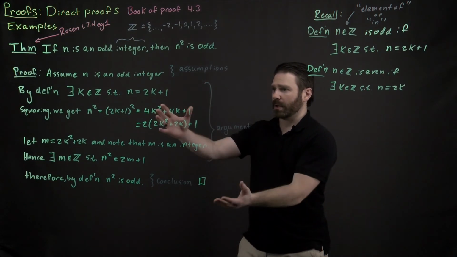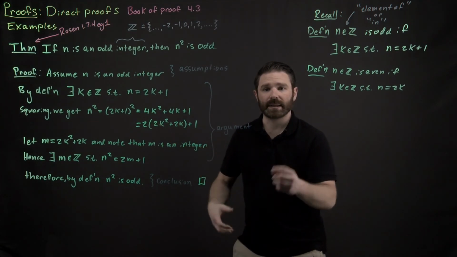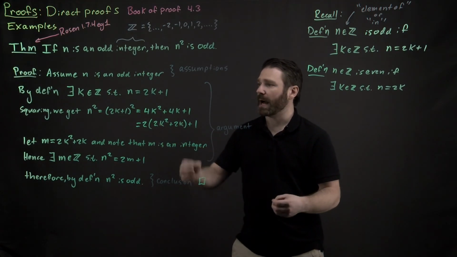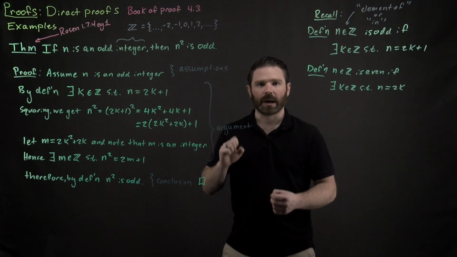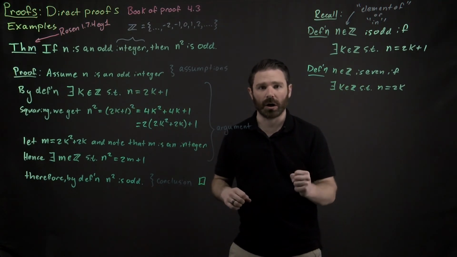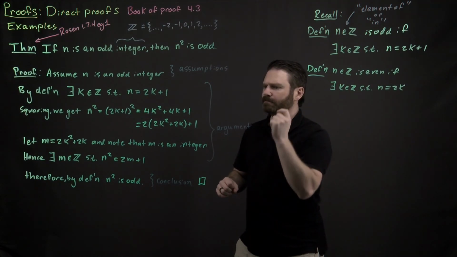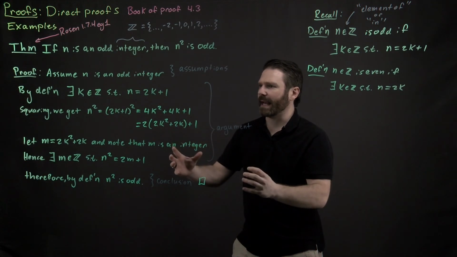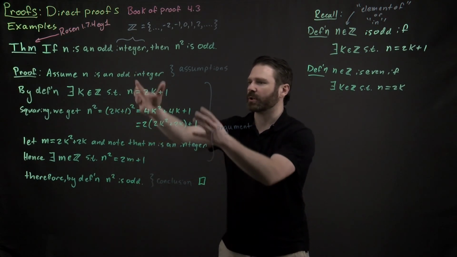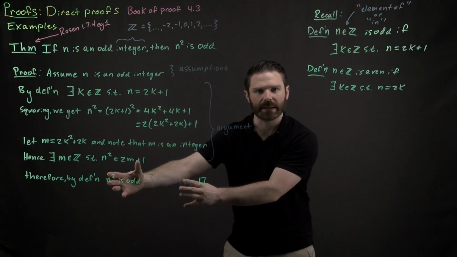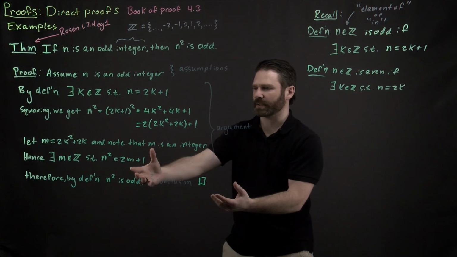You might notice a couple of things that we have done. One is that in the midst of this direct proof, I relied on a particular definition: the definition of something being odd. Then I looked at my conclusion and asked, how can I get from my assumptions to my conclusion? Well, I started with an n and I want to get to an n squared, so that suggests that I might want to square something.